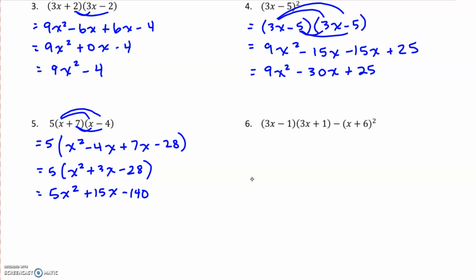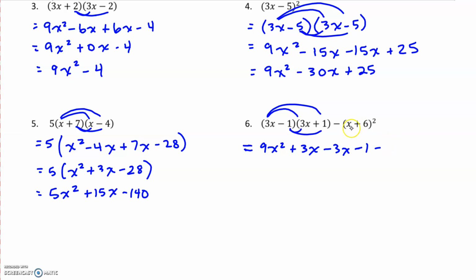All right, now we have here a binomial times a binomial in the front, and in the back I have one that looks like number 4, where I have to write the binomial twice, expand that using the exponent 2. So I'll start by multiplying 3x times 3x, which is 9x squared. And then I have 3x times 1, which is a positive 3x. Negative 1 times 3x is a negative 3x. And negative 1 times 1, that's going to be a negative 1.